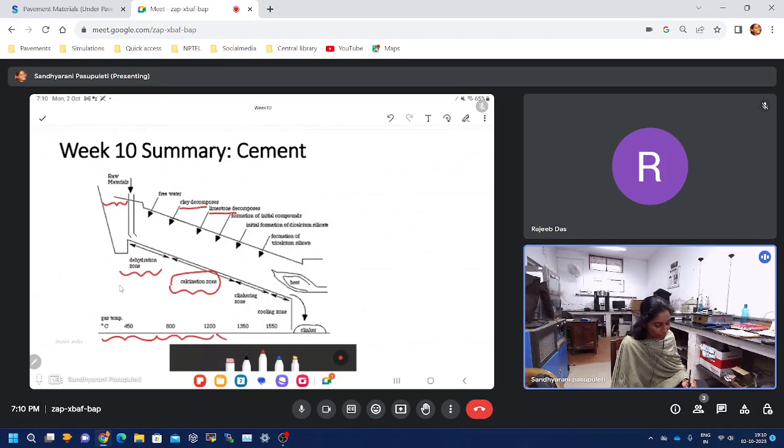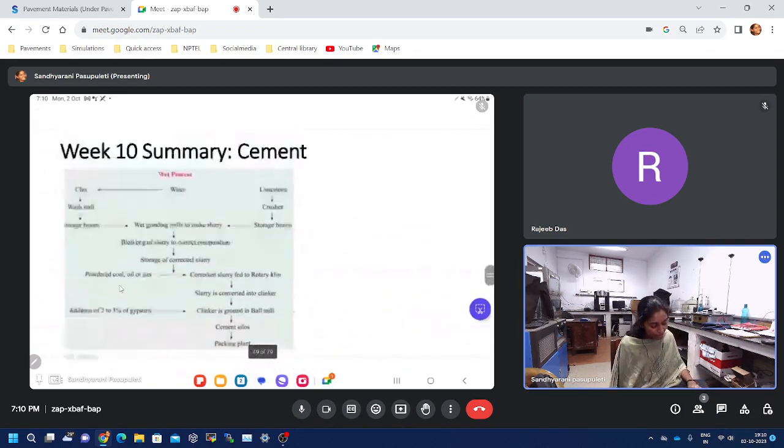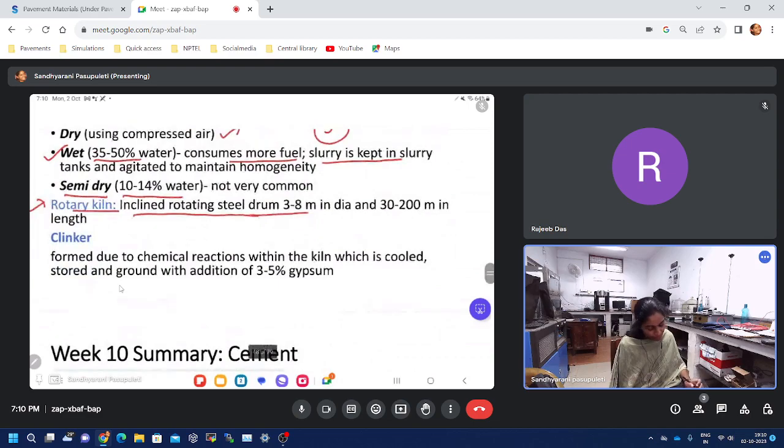If I keep increasing the temperature from 1200 to 1500, then what happens? There will be compounds formed. After 1200 degrees, when you keep increasing the temperature, some dicalcium silicate and tricalcium silicate products would be formed, because the calcium and silicate that exist would react, forming this C3S and C2S. At the end, it is completely dry and we collect it as clinker. That clinker, with the addition of gypsum, we will be using in construction.